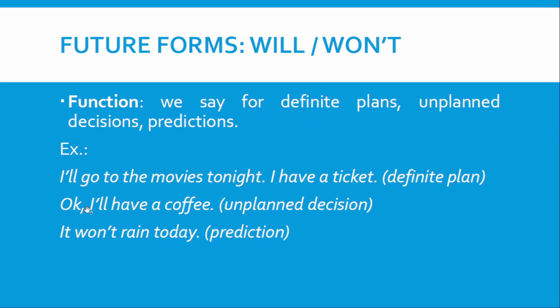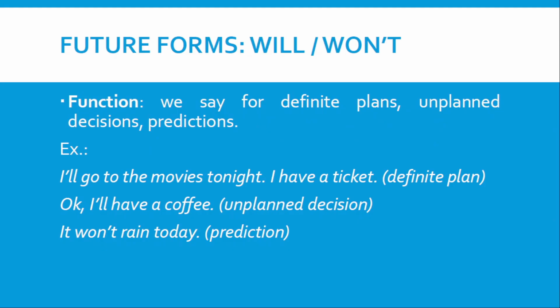The next example, okay, I'll have a coffee. This is an example of an unplanned decision. Think about this situation, that we are in a cafe and you take a menu to choose what you want to eat or drink. And at this time, you make an unplanned decision by choosing this coffee. So we say with the will tense, I will have a coffee. This is an unplanned decision. I don't have a definite plan for the future, right?